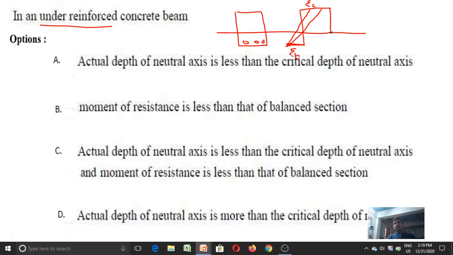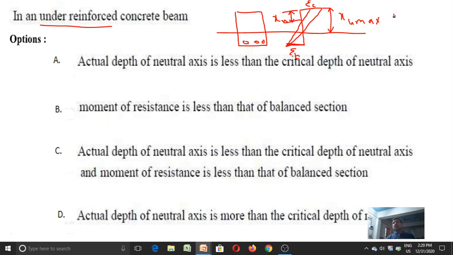So this is the critical depth, I can say, the depth of neutral axis corresponding to the maximum depth, that is XU max, or the depth of neutral axis corresponding to the balanced section. This is because the steel strains first, or the steel reaches its permissible value first before the concrete reaches its permissible value. So this is the actual depth of neutral axis. This is the actual definition of an under reinforced section.